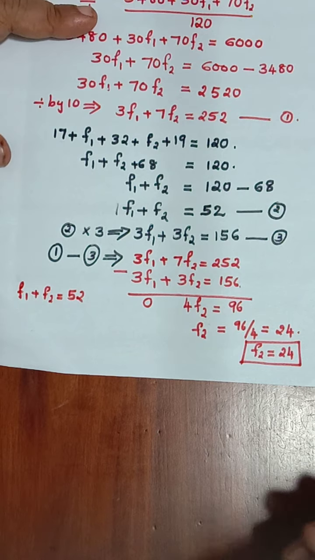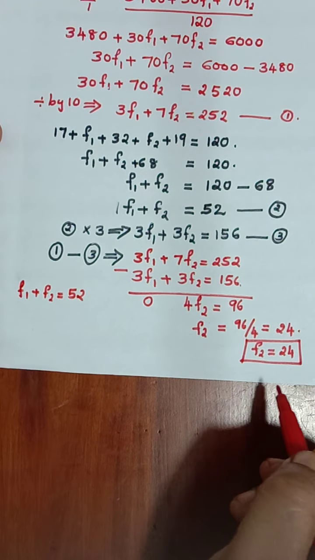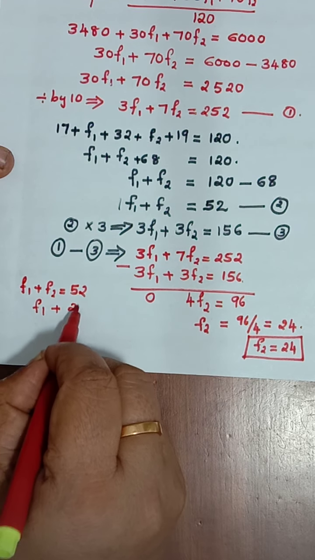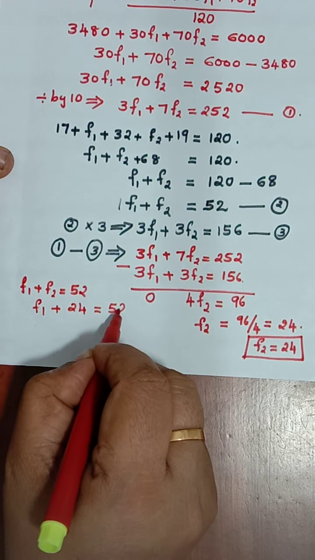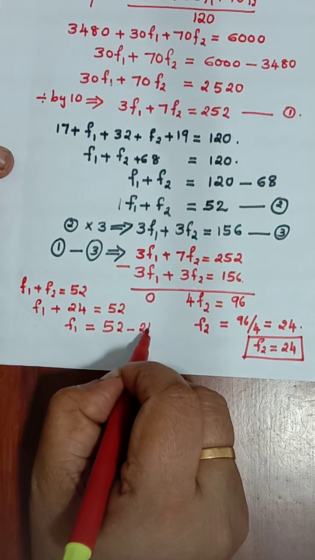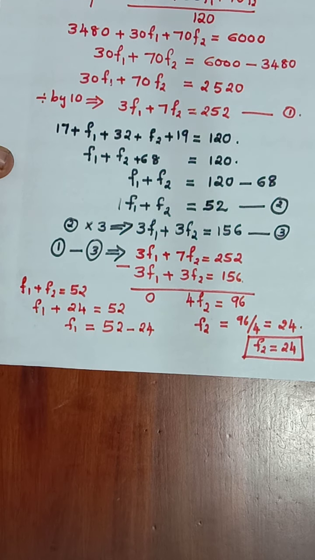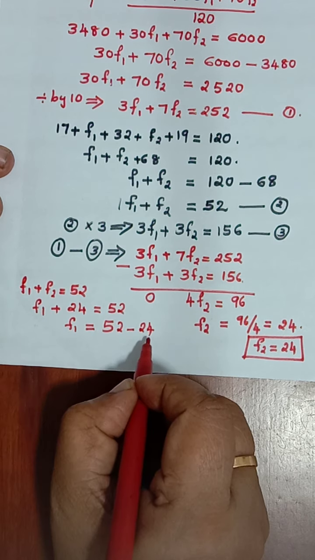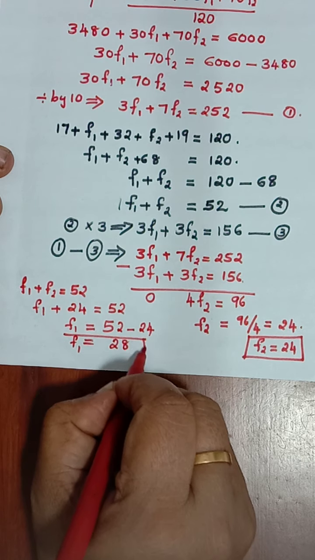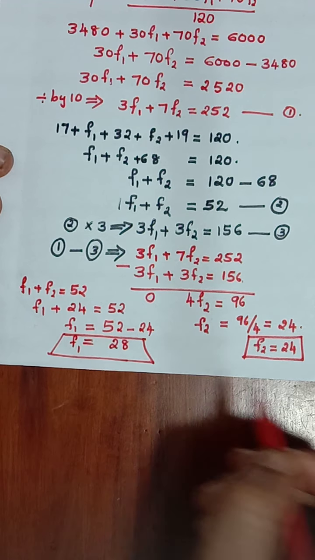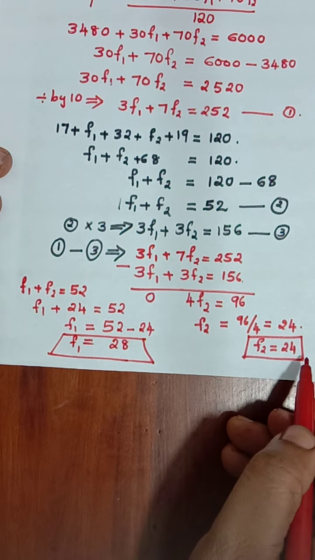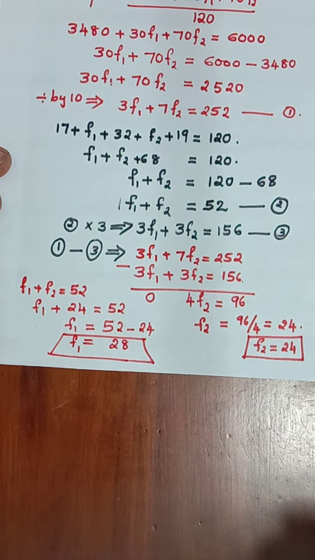So here you can substitute. Better to write below this, F1 plus F2. So here F1 we do not know, plus 24 equal to 52. Therefore, F1 is equal to 52 minus 24. What is 52 minus 24? Isn't it 28? So F1 is equal to 28. Therefore, the missing frequencies are F1 is equal to 28 and F2 is equal to 24.